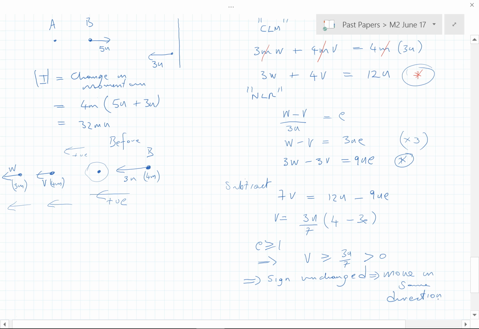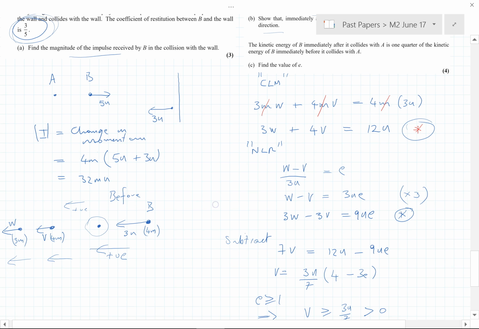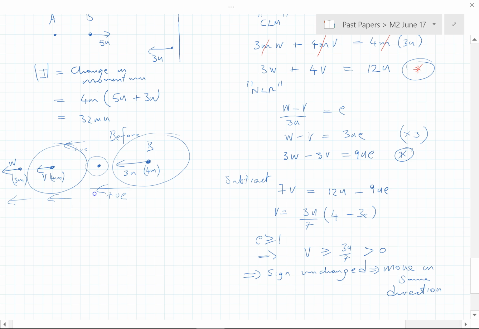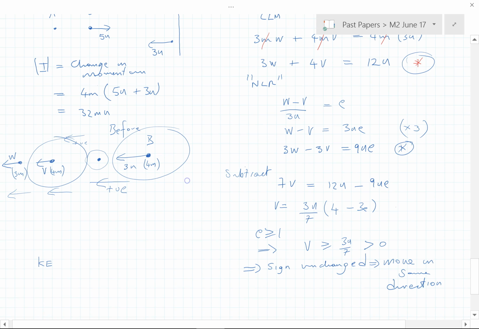Okay, so let's look at the last part of this question again. It says the kinetic energy of B, so we're still on this particle here, is 1/4 of the kinetic energy immediately before its collision with A. So it's got a quarter of its kinetic energy afterwards, and we've got an expression for its velocity here. So KE for B, let's label it because it's part C.